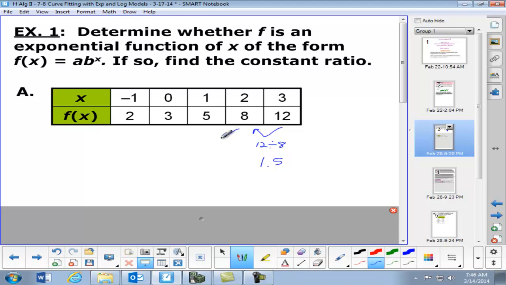Then you're going to do 8 divided by 5. And 8 divided by 5 is 1.6. 5 divided by 3. That's 1.6 repeating. And 3 divided by 2. Well, that's 1.5. So, since these values are not constant, if they are not constant, then it is not exponential.